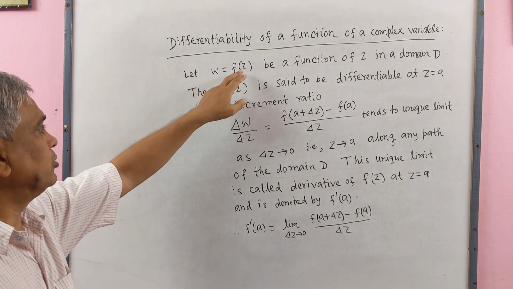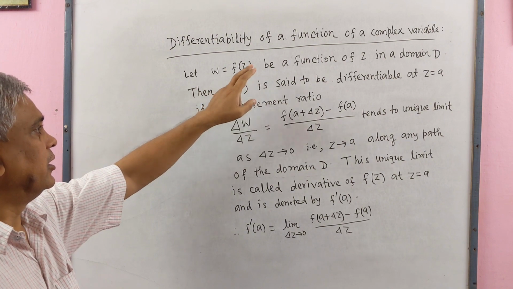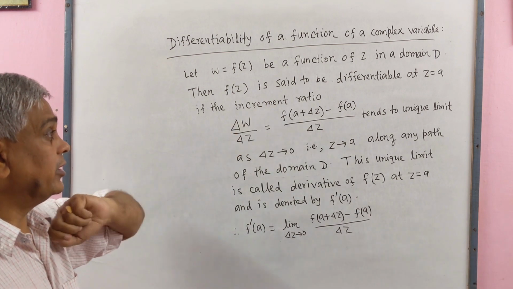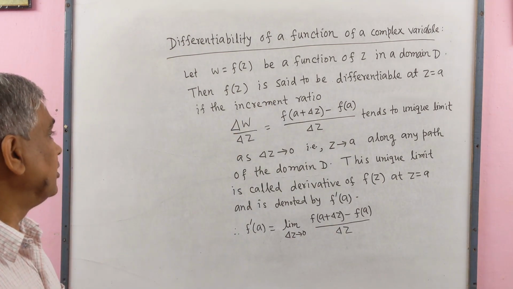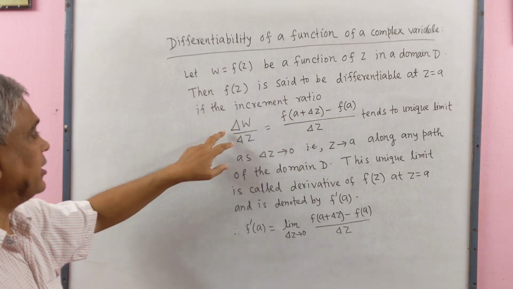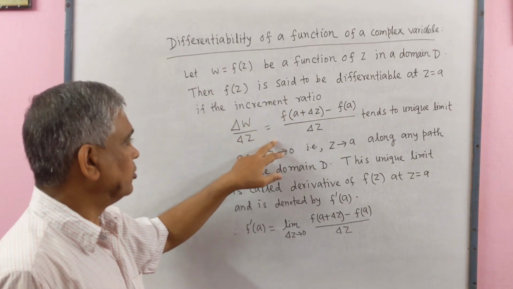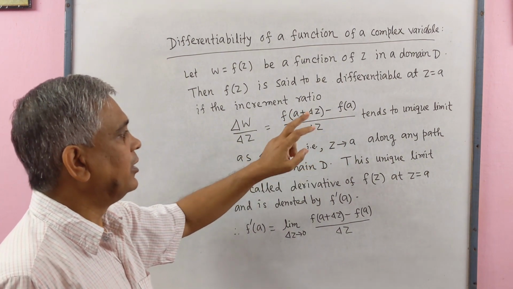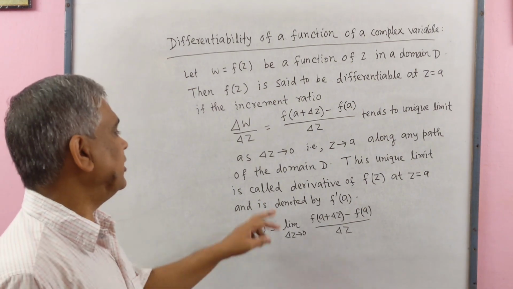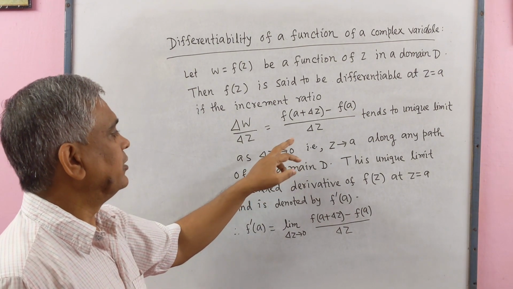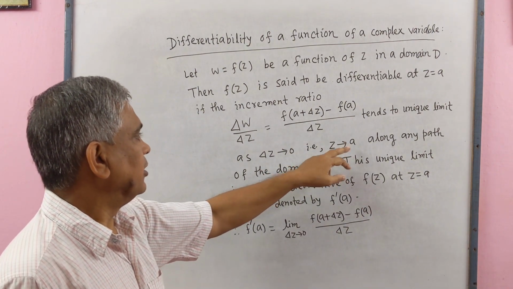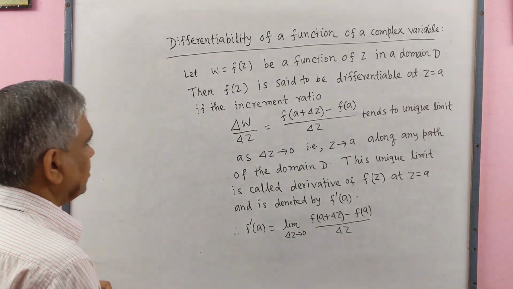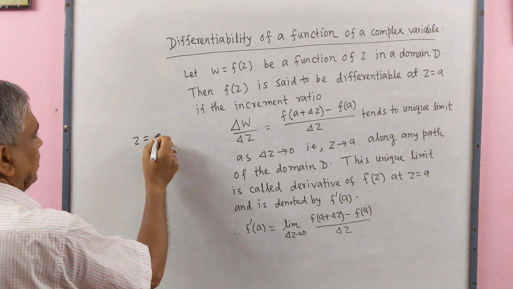Let W equal to function of Z in a domain D. Then f(z) is said to be differentiable at z equal to a if the increment ratio delta W by delta Z, equal to f(a plus delta Z) minus f(a) by delta Z, tends to a unique limit as delta Z tends to 0, that is, Z tends to A. Let Z equal to A plus delta Z.